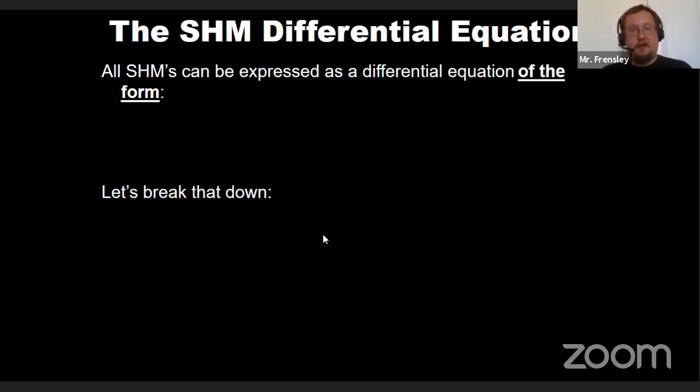If you're watching and you're from P1, this is the part where it's going to get not very friendly for you, because now when we talk about AP Physics C level simple harmonic motion, we need to be able to analyze simple harmonic motion in terms of what's called a differential equation. So all simple harmonic motions, the two you just saw and two others that I'm going to show you in a moment, can be written as a differential equation. All the differential equations have the same form.